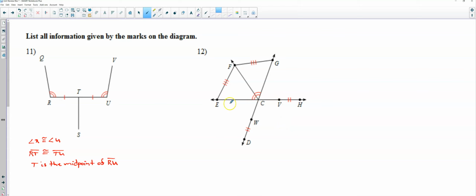How about this diagram right here? Well, I could see that segment EF is congruent. Let me fix that. Awful. Is congruent to segment FG.